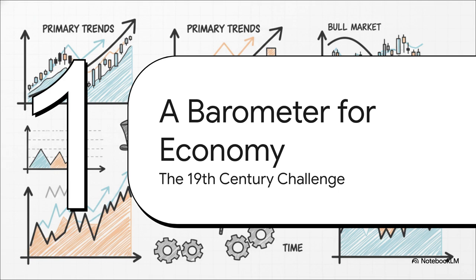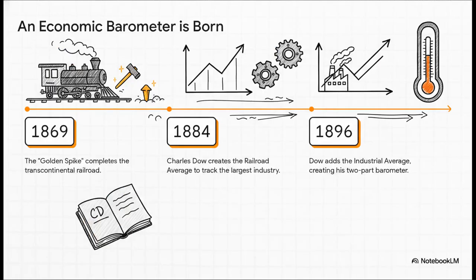We need to understand the problem that Charles Dow was trying to solve in an America that was industrializing at an incredible pace. So picture this. It's the late 1800s. The Transcontinental Railroad just connected the country, and the U.S. economy is just exploding. And you have Charles Dow, the editor of the Wall Street Journal, who desperately needs a way to take the temperature of this whole economic boom. So his first step, back in '84, was pretty logical. He started tracking the biggest industry out there, the railroads. But he figured out pretty fast that that was only one piece of a much, much bigger puzzle.